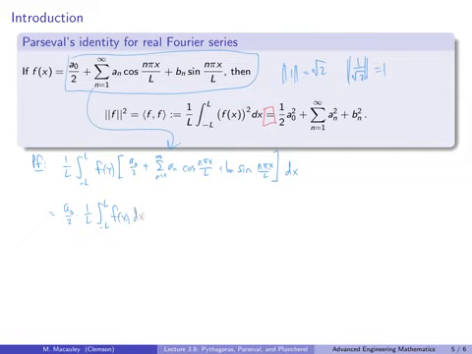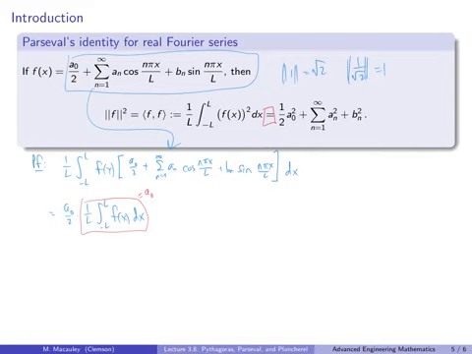Now, this thing here, before I go any further, that should remind you of something. What is it? That's the definition of a naught. So far, so good. This first term is a naught squared over 2, and that's exactly what we needed right here. Okay, so what do we have next?